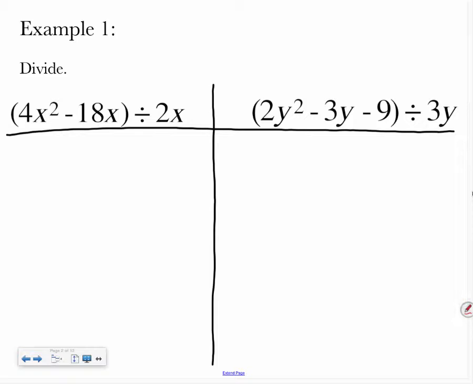So I've split this one into two different examples here. We have 4x squared minus 18x divided by 2x on the left-hand side. Then we have 2y squared minus 3y minus 9 divided by 3y on the right-hand side. So one way that you can divide by a monomial is you can write it. We have 4x squared minus 18x divided by 2x. That means everything in the parentheses is divided by 2x.